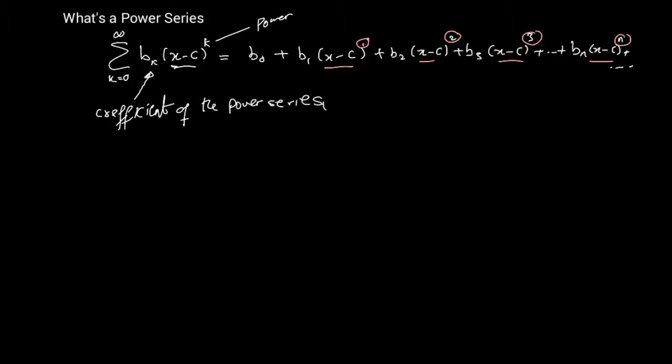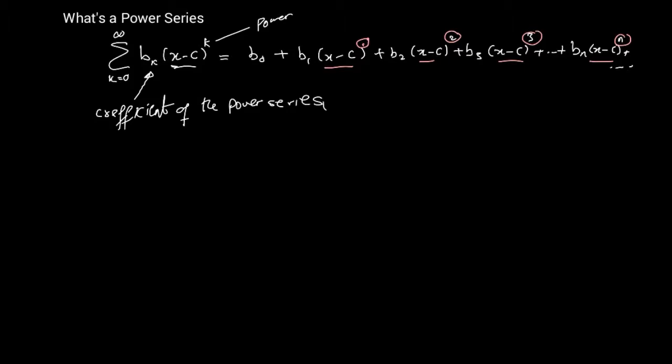Now this c could be anything. If it was 0, you could just have powers of x, which are just standard polynomials. But then again, you could also have the c present and it still would be a polynomial.